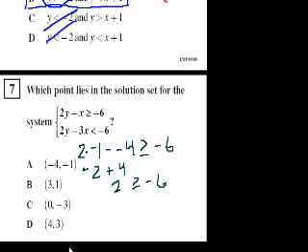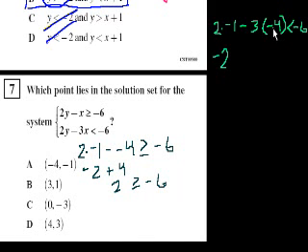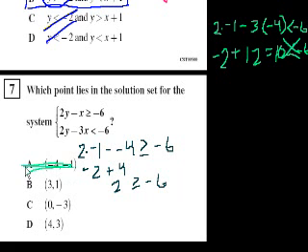Let's see if it satisfies the second equation. So 2 times y. So it's 2 times 1, right? Y is 1, minus 3 times minus 4. And they want to know, is that less than minus 6? So you get 2, and 3 times 4 is 12, so plus 12, right? Negative times a negative is a positive. So that equals plus 14, which is not less than negative 6. So the first one does not work. That is not the answer.